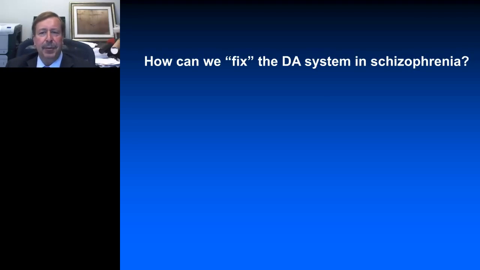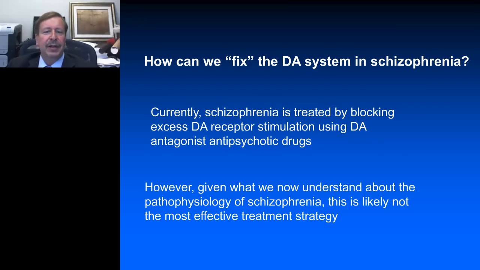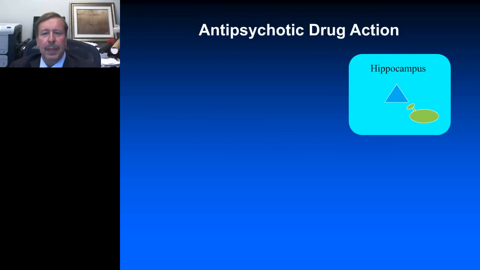Now, how can we fix the dopamine system in schizophrenia? Well, currently, schizophrenia is treated by blocking excess dopamine receptor stimulation using dopamine antagonist antipsychotic drugs. However, given what we now understand about the pathophysiology of schizophrenia and the dopamine system, this is not likely to be the most effective strategy. So what we believe is that, at least with respect to psychosis, the deficit lies in the hippocampus, in the GABAergic inhibition of hippocampal neurons. But we currently treat schizophrenia by blocking dopamine at the dopamine receptor.